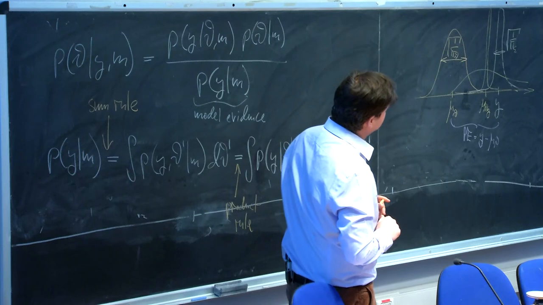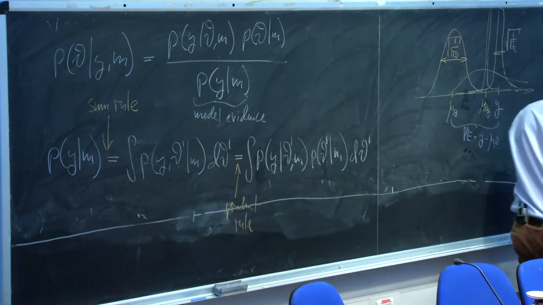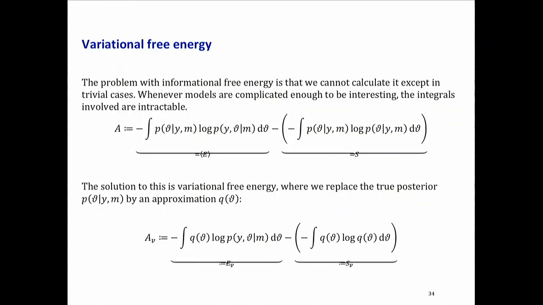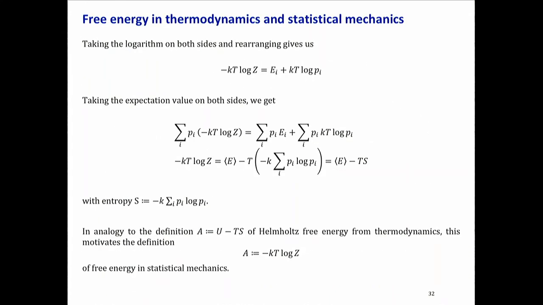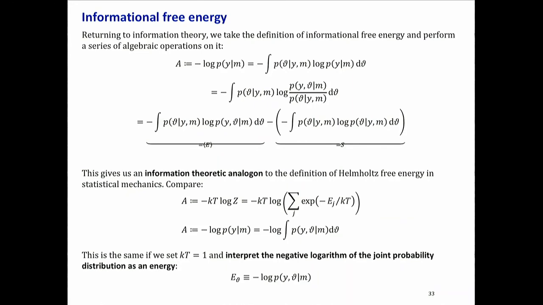Then we did this trick where we took apart the model evidence, applying some algebra. We showed that this was the same as minus log P of Y given M. So this was on the slides before. So we derived this. And then the problem was we couldn't calculate this because it contained the posterior. And that's exactly the problem we're trying to solve. We're trying to get at the posterior.